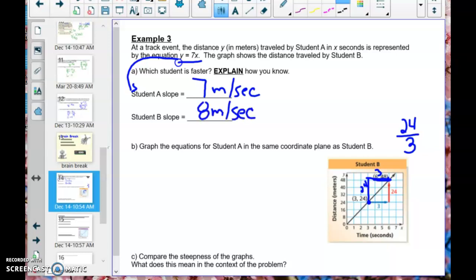So which student is faster? Well, it would be student B, and they are traveling 1 meter faster per second.